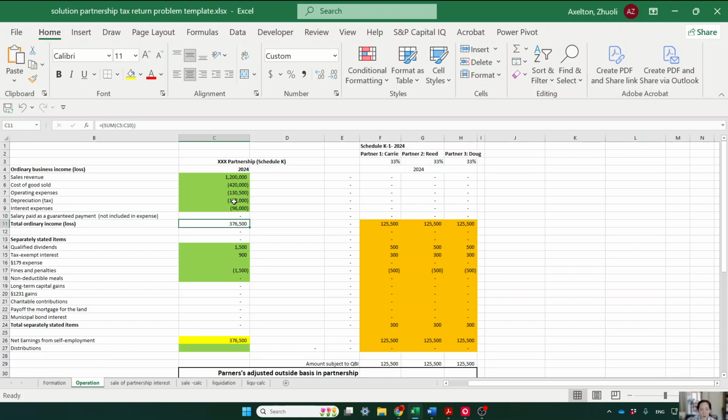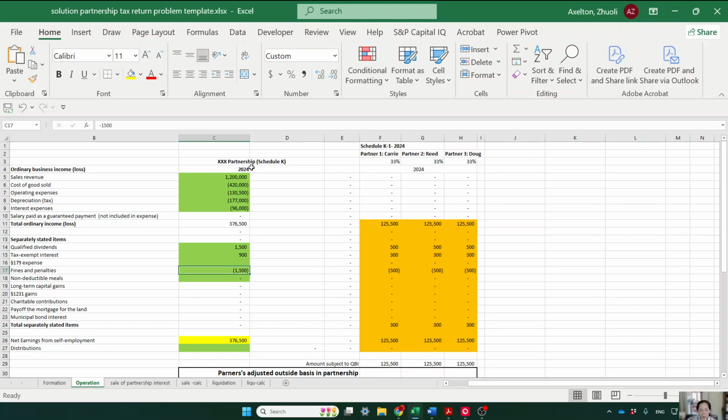And once we have the depreciation, interest expense, all that figured out here, then we can have a total of ordinary income loss, and the total ordinary income loss will also become the net earnings subject to self-employment. And separately stated items will include the qualified dividends, tax-exempt interest, and Section 179 and the fines and penalties.